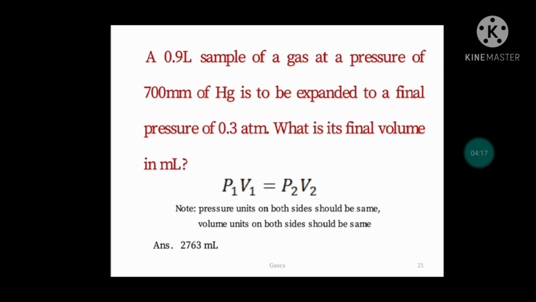For example, in this problem, the volume given is 0.9 liter, the pressure is 700, and the final pressure is 0.3 atm. So what is the final volume in mL? In this case we have to check that the pressure is in the same unit. Here we have 0.3 atm and another one, 700 mmHg. So we have to change them to the same unit, either mmHg or atm, and the volume we will get in liters.